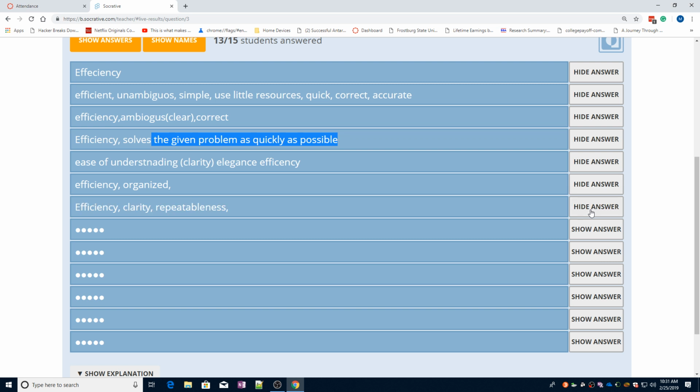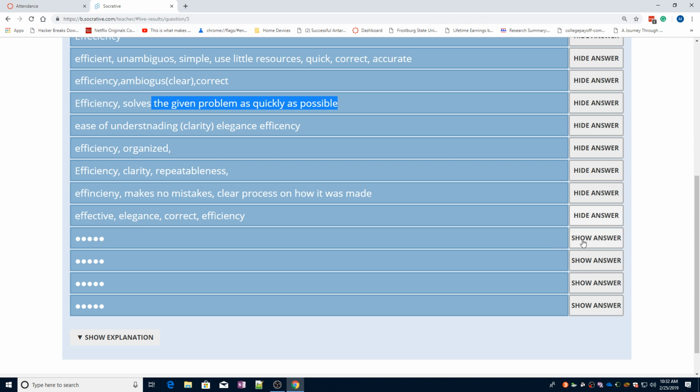Efficiency, organized. Okay. So far, this would be like a 1. Elegance and correctness and efficiency. So effectively computable, I think is what you're after. Efficient, correct. All right, so the other one is ease of maintainability.